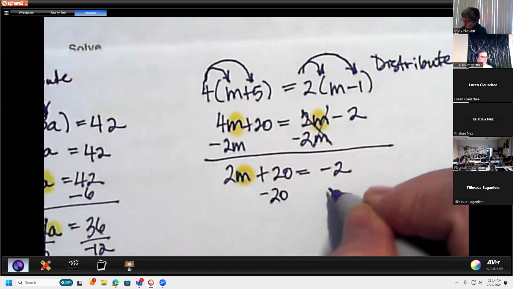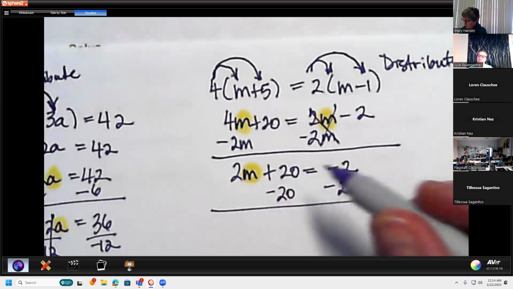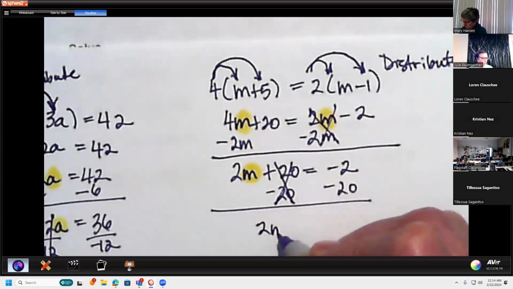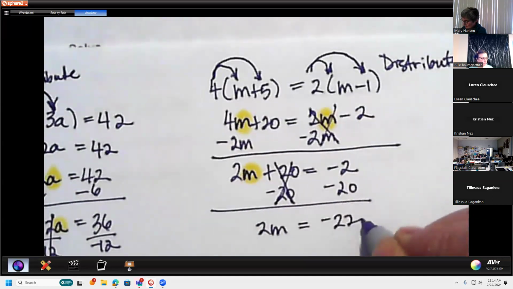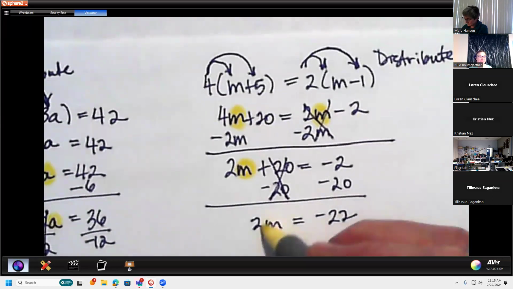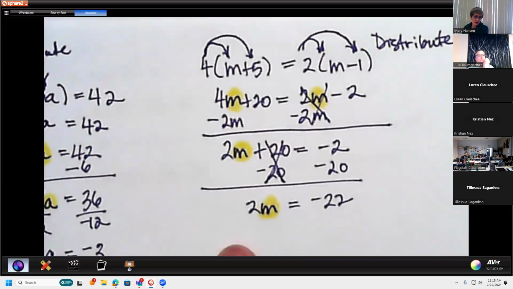I need to get rid of this 20. The opposite of adding 20 is subtracting 20. That goes away to leave me with a one-step equation. 2 minus 20 is the same as 2 plus negative 20, which is negative 22. You can also use your calculator to verify that.